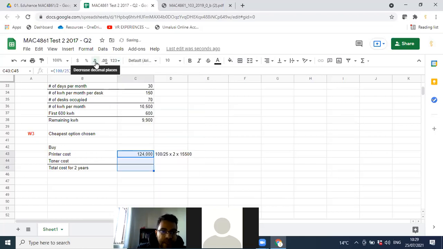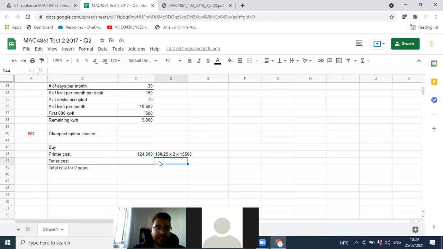Okay. Now we're going to get toner costs. They said each printer will require 1 toner every 2 months. How many months in a year? There's 12 months in a year. Every 2 months, you're going to need a new toner. So we're going to divide by 2. 12 divided by 2 is 6. So each printer is going to use 6 toners per year.